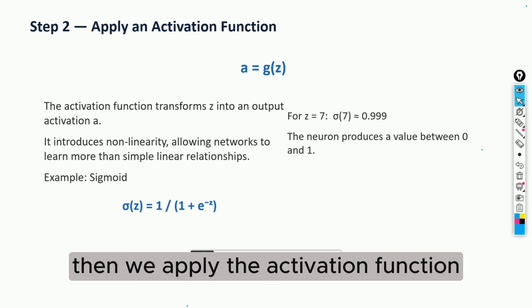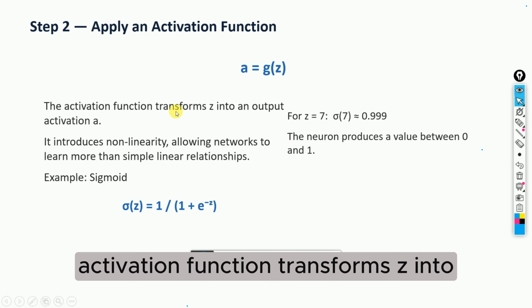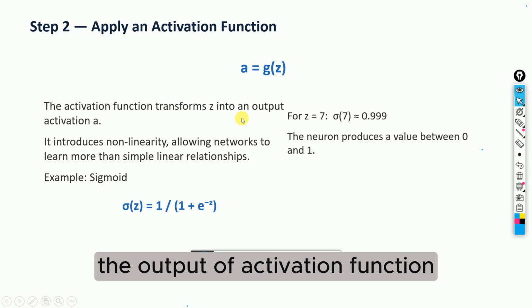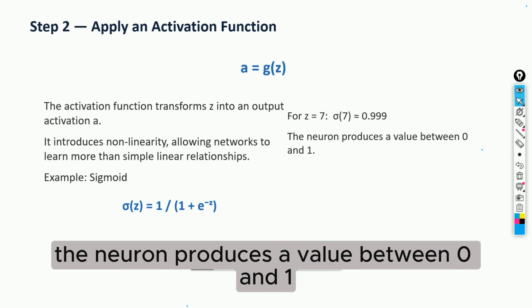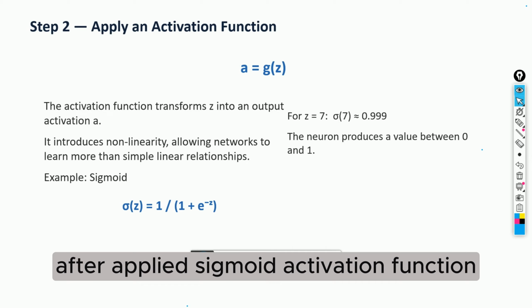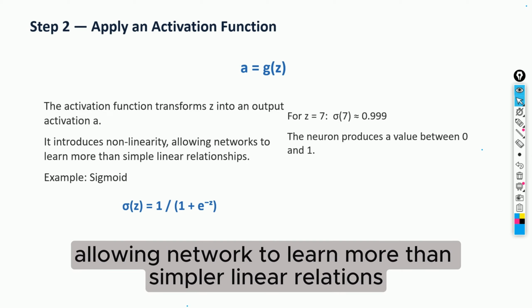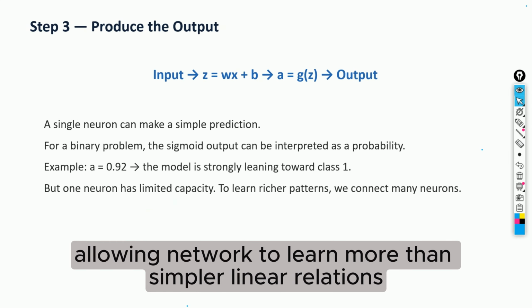Then we apply the activation function. The activation function transforms z into an output that is near 1. So basically the neuron produces a value between 0 and 1. After applying the sigmoid activation function, it introduces nonlinearity, allowing the network to learn more than simple linear relations.